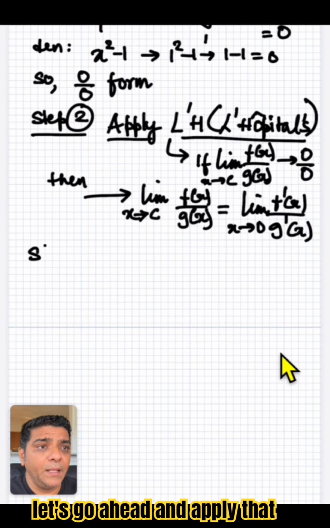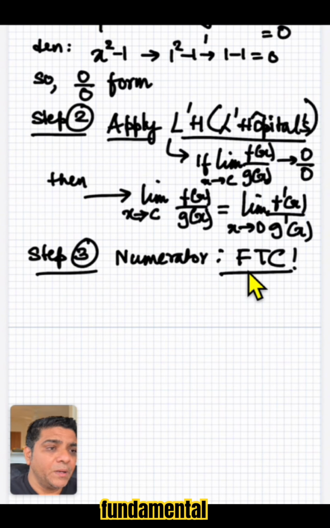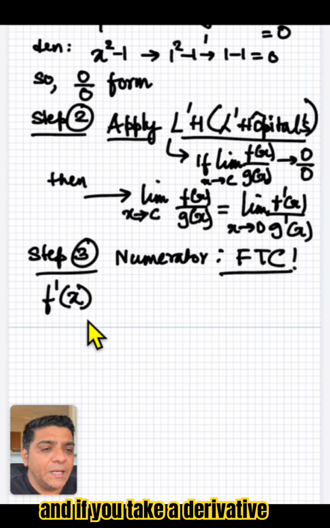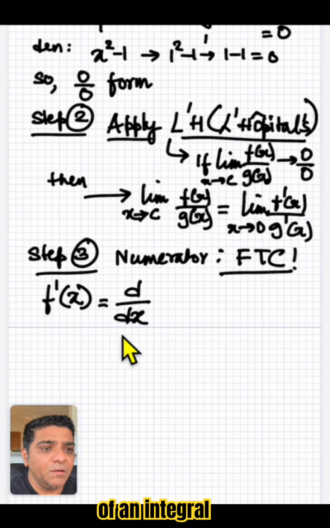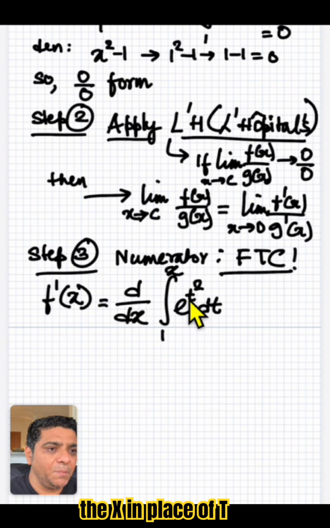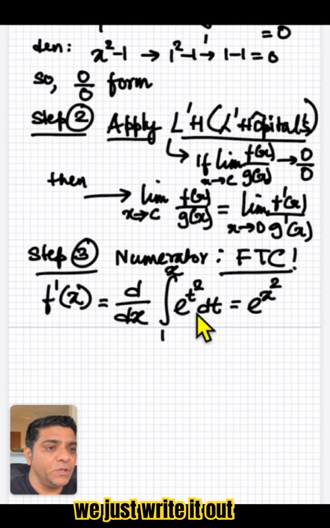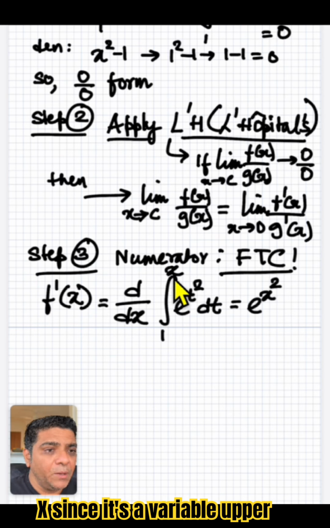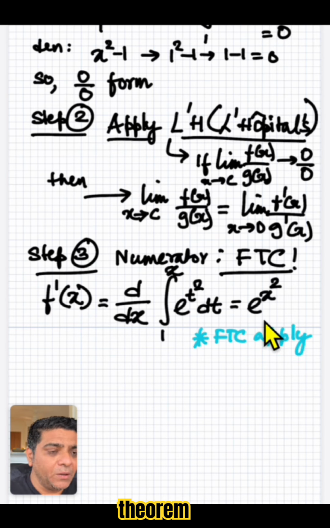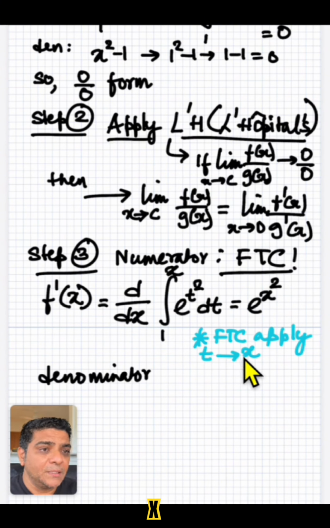Now let's apply that to our numerator. We're going to have to use the fundamental theorem of calculus, because differentiation and integration are essentially inverses of each other. If we take the derivative of an integral which has a variable upper bound x, then the derivative is just the original function itself. You substitute x in place of t, and that gives e to the power of x squared. Since it's a variable upper bound, that's the fundamental theorem of calculus, number 1.